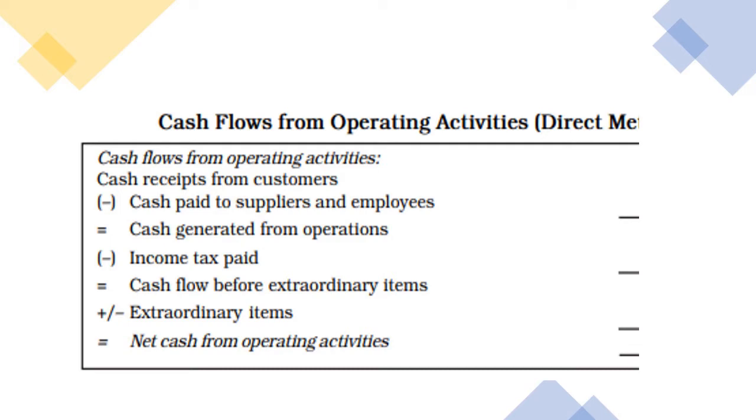Cash receipt from customer, then cash paid to the supplier and employees is deducted. We get cash generated from operations. After that, we deduct the income tax payment. We get cash flow before extraordinary items. Add or subtract extraordinary items. Finally, we get net cash from operating activities. But generally, this method is not used.